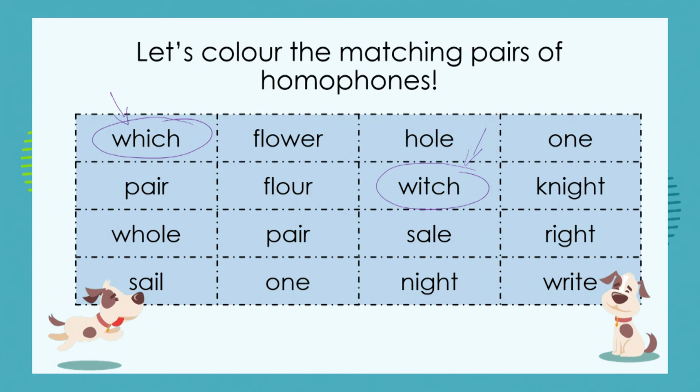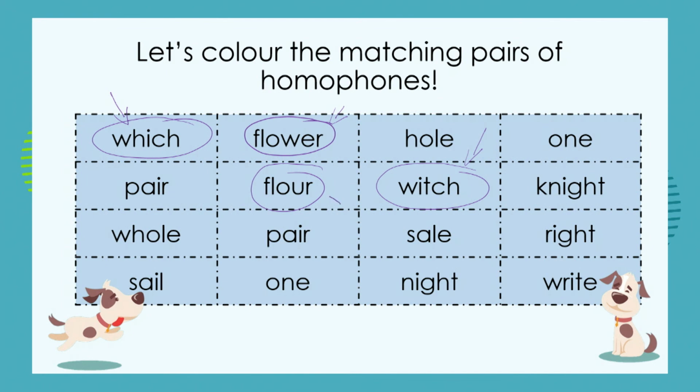Let's use flower and flour. Right? So flower and flour. This flower is the actual flower you see in your garden and during spring, and it's just so lovely. And the other flour, the F-L-O-U-R, is the flour that you use to bake cookies with.